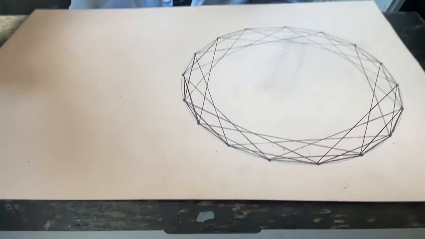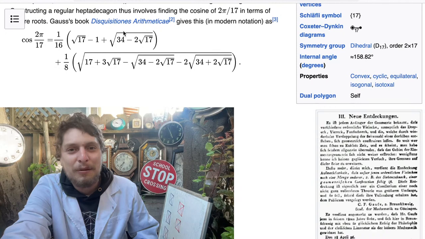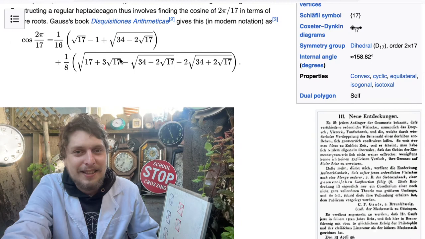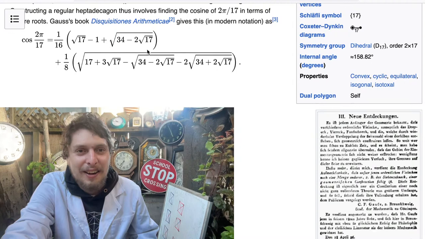So, let's now draw our final stage, which is, oh, and man, this is wild. I got to show this just because I randomly see it on this page right here about the heptadecagon. So it's a constructible polygon, and to construct it involves finding the cosine of 2 pi over 17 in terms of square roots. Gauss's book gives this, translated to modern notation, because they write square roots differently. This is an insane formula to whip up for how to create cosine of 2 pi over 17 and know that that helps you make the regular heptadecagon.